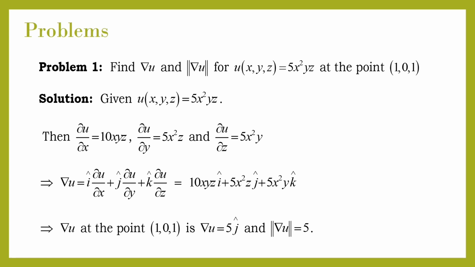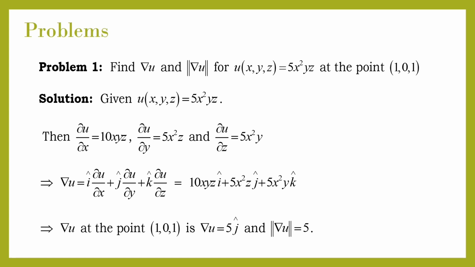In this problem, they asked us to find out the gradient of the scalar field u and its magnitude, norm of del u, at the prescribed point. So, let us find out them one by one. Consider the given scalar field u of x comma y comma z equals 5x square yz.